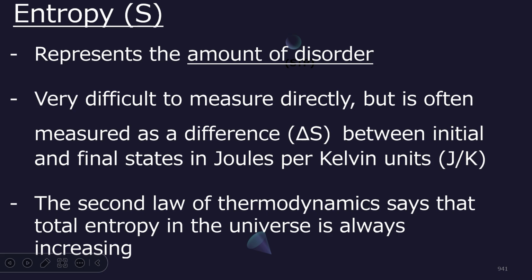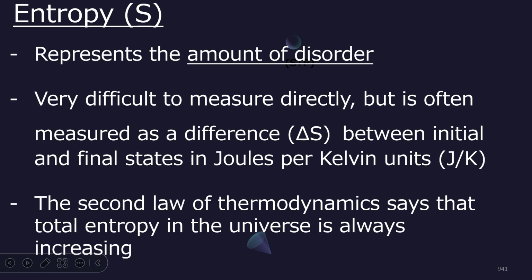The second law of thermodynamics says that total entropy in the universe is always increasing. Okay, so you might have a small system, and it is possible to increase or decrease the entropy of that system. But if you decrease the entropy of this system, it must be true that somewhere else entropy has increased by a greater amount. Okay, that's what this statement means. The total entropy in the universe must always be increasing. It's a really interesting idea.